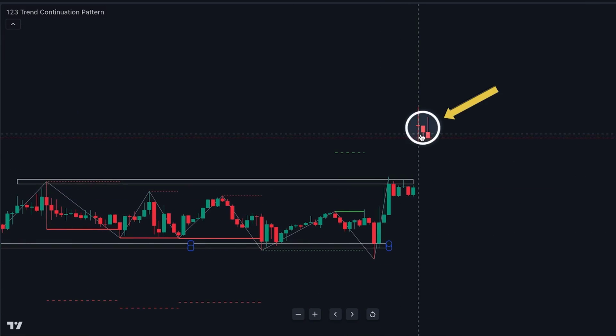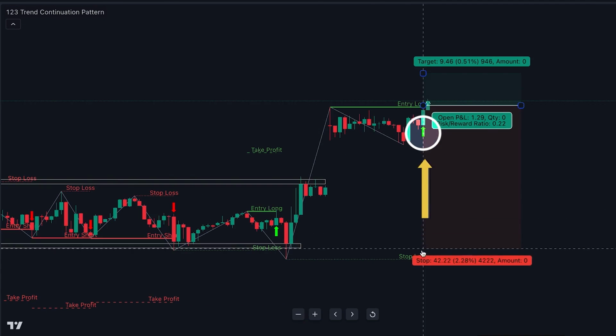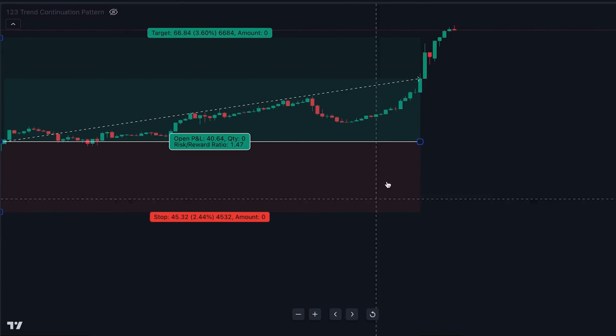Now here we can see we have price breaking out of the consolidation. We can now wait for an entry signal outside this region and execute our trade.